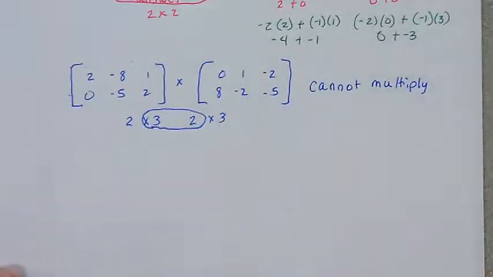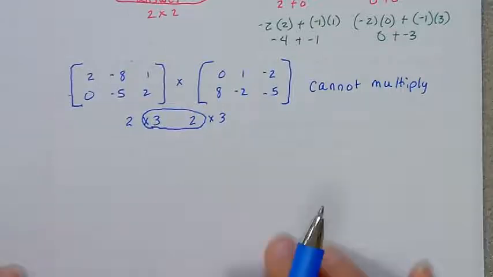And a lot of times on the ACT, they'll give you 3 or 4 matrices and ask which two can be multiplied together. Let's do another one.